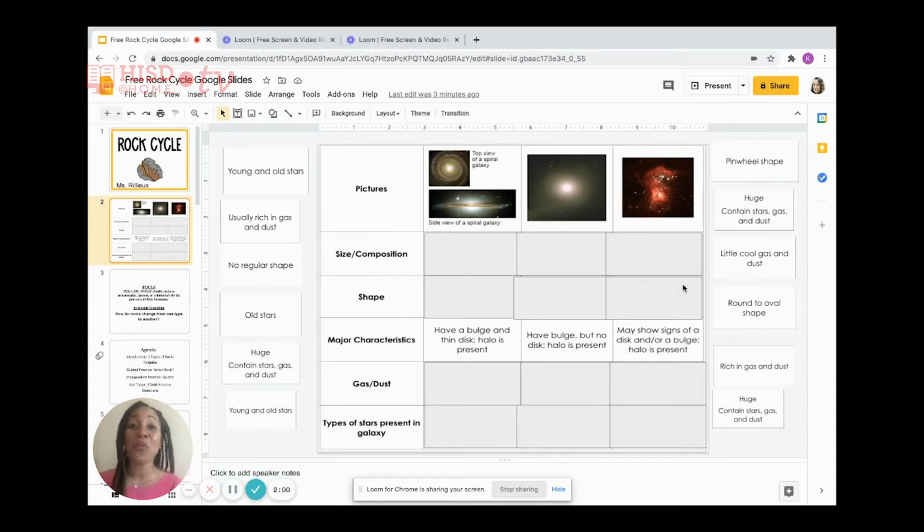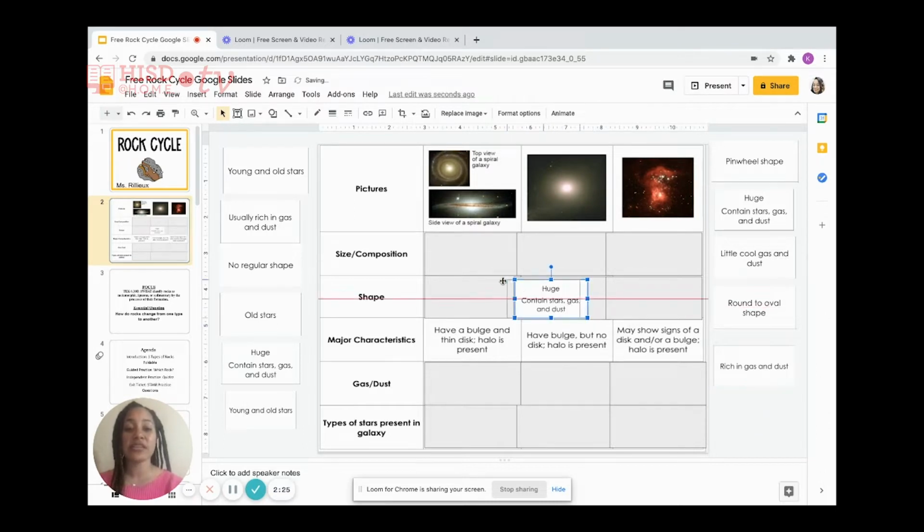Right. Last week, we discussed that galaxies are made up of billions of stars. So no matter if we're talking about a spiral galaxy, an elliptical galaxy, or an irregular galaxy, all of them are huge and made up of billions of stars. So for each one, I'm going to move the card that says huge and contains stars, gas, and dust. And that is going to work for all three.